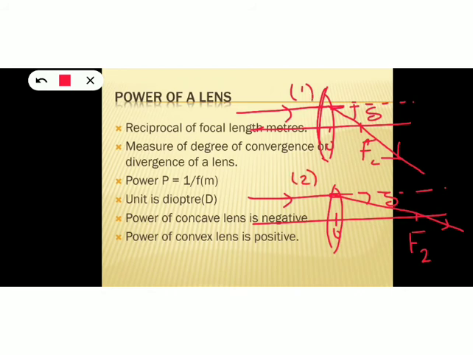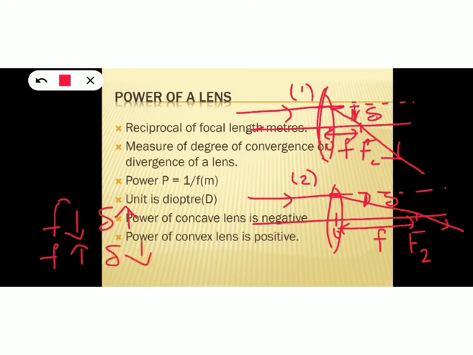In the first case, this was the focal length of the lens, and in the second case, this is the focal length of the lens. So in the first case, the focal length is less, right? But the degree of convergence, that means this angle, was more. At the same time, in the second case, the focal length was more, but this angle or the degree of convergence is less. And you know, this degree of convergence or divergence is nothing but the power of a lens.